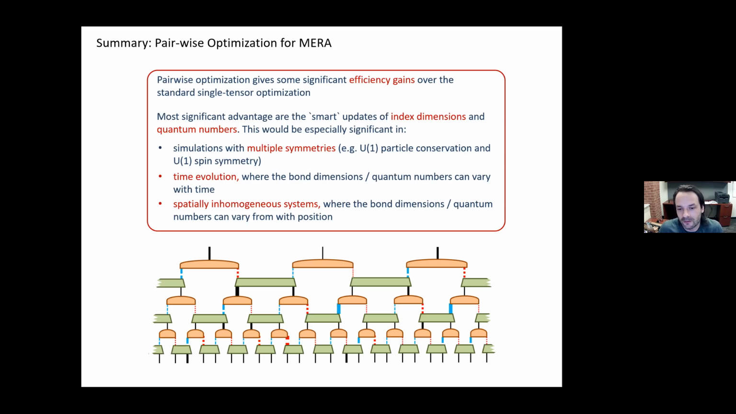Or if I was doing time evolution, or if I had a spatially inhomogeneous system. So if the index dimensions and the quantum numbers can vary in space or in time, then this is not something you're able to do manually. This is something you want to be able to automate. And so this is the most tangible advantage of this pairwise scheme, that it can automate choosing the optimal bond dimensions and choosing the quantum numbers associated to them.